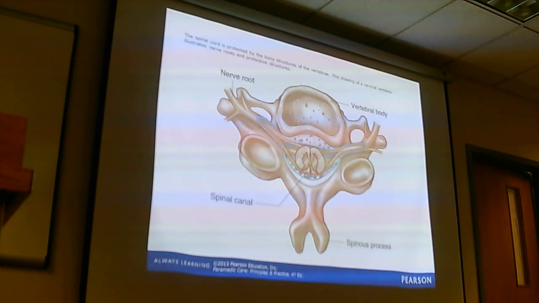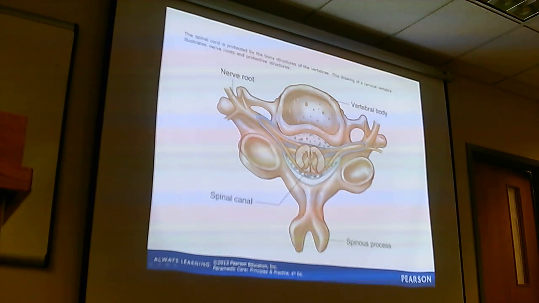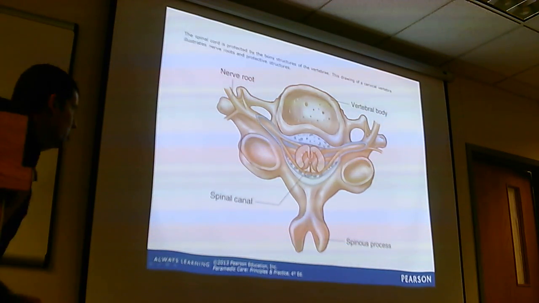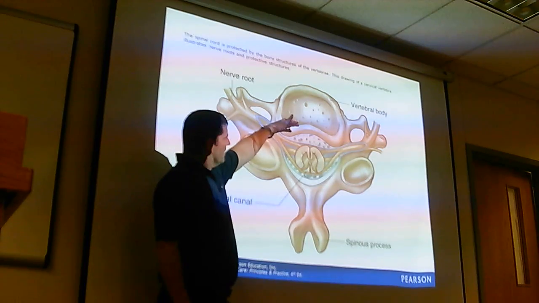The spinal cord is surrounded and wrapped. Here's a picture of it. The spinal cord is wrapped by those meningeal layers all the way down. So the pia mater is directly next to the spinal cord. The dura mater is on the outside, the outermost layer. That's how this cord is protected.